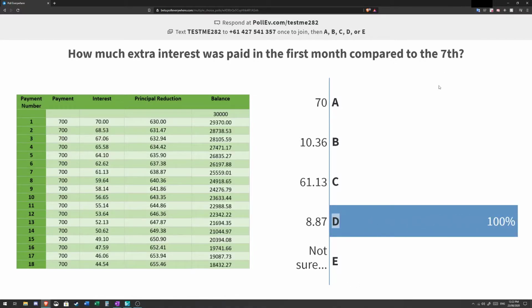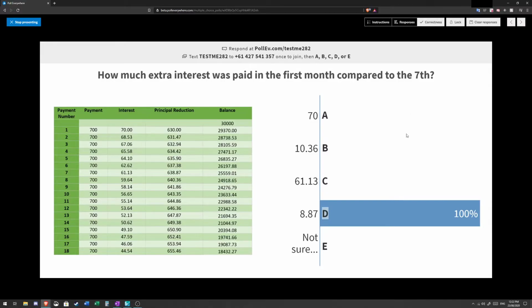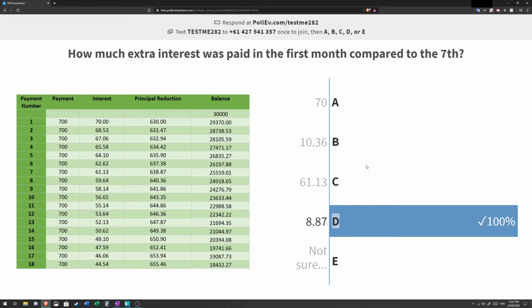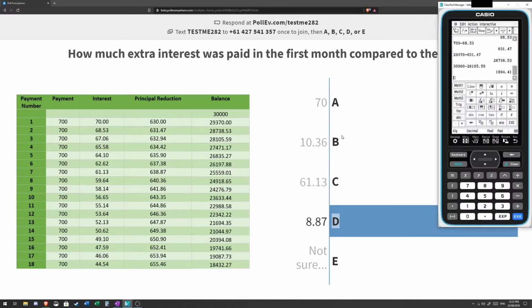Yeah, great work. I forgot to lock those responses. But yes, it's right. To figure this one out, as long as we can understand the question, it's quite easy, but it's just understanding what it's actually asking us here. So in the first month, how much interest do we pay? We paid $70 of interest in that first month. So that's the value just here, okay?